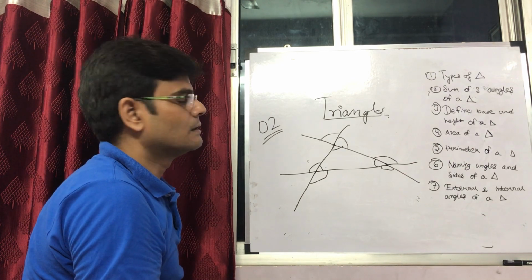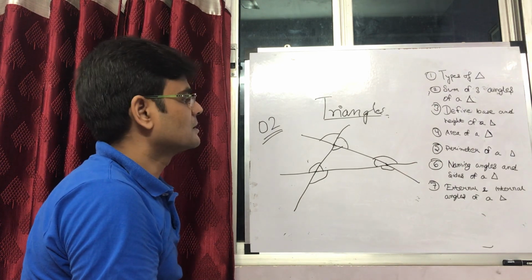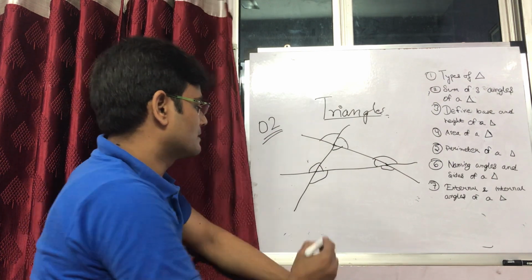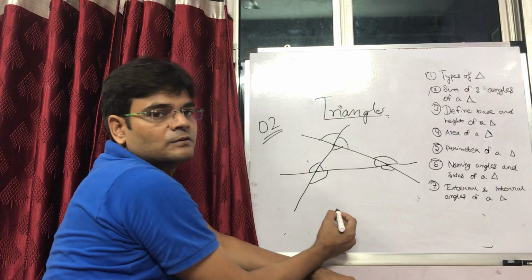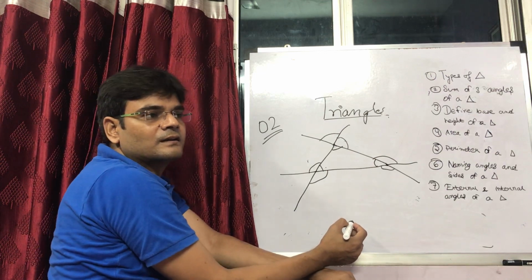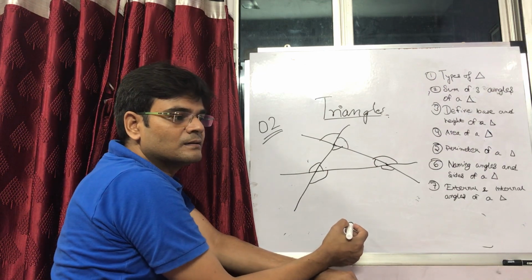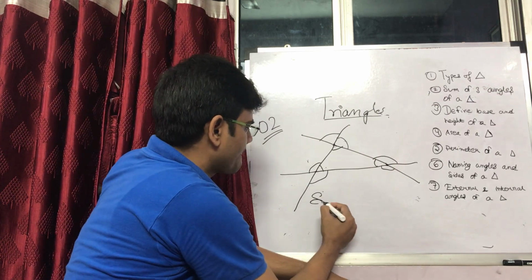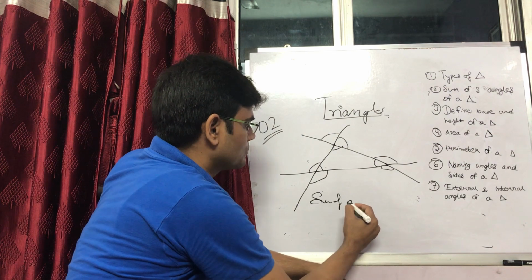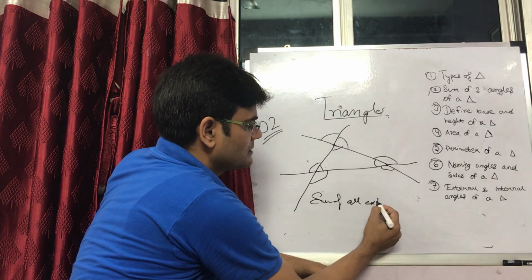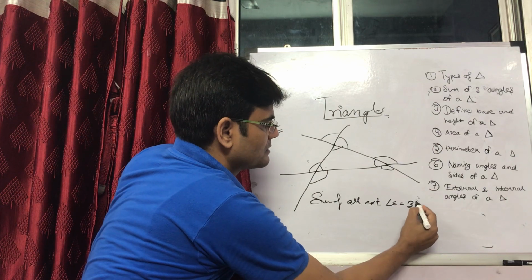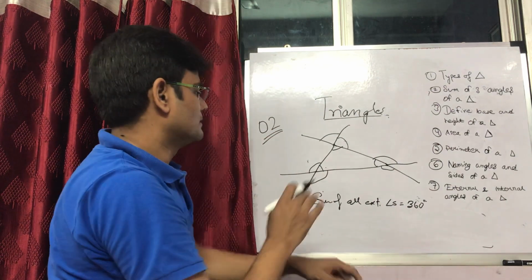Understood? And what is the sum of all external angles? The sum of internal angles is 180 degree, I told you already. The sum of external angles is always 360 degree. Why so? I'll tell you.